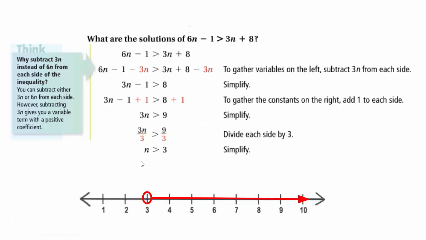So worth noting here is that at this step where I subtracted 3n from both sides, you could have subtracted 6n from both sides. You just would have ended up with a negative 3n then, and when you divided, you would have had to do some swapping of inequalities, and it would have been a little bit more complicated, but it still would be completely correct.